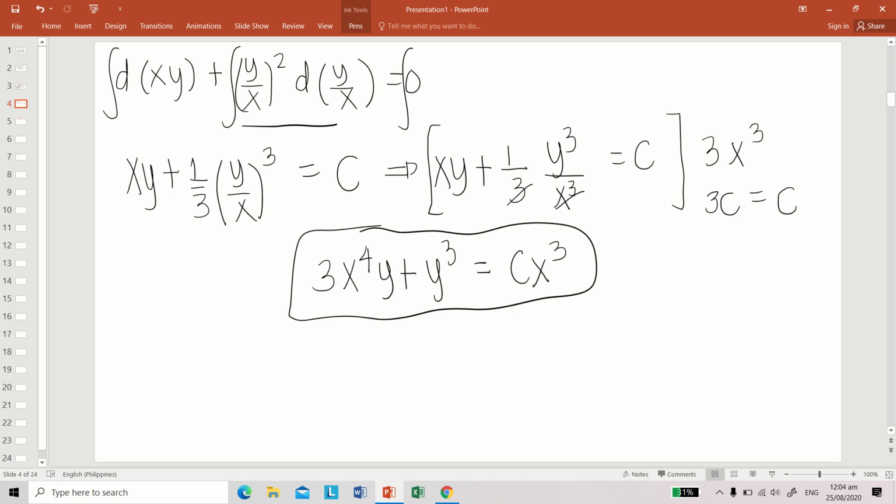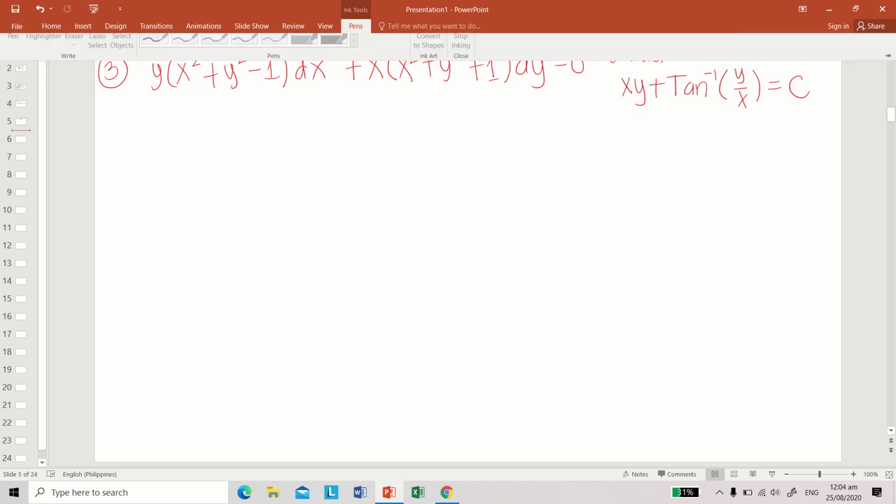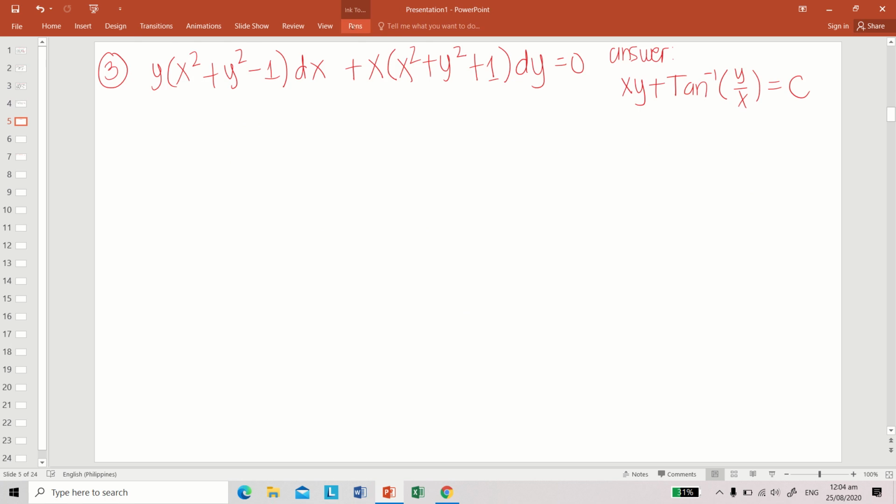Now let's go to our next example. So we are given that y quantity x squared plus y squared minus 1 dx plus x quantity x squared plus y squared plus 1 quantity dy is equals to 0. So the technique here that we're going to use is when there is a consecutive. So in these terms, if you have on both terms x squared plus y squared, then x squared plus y squared, most of the time, the answer is arctangent.